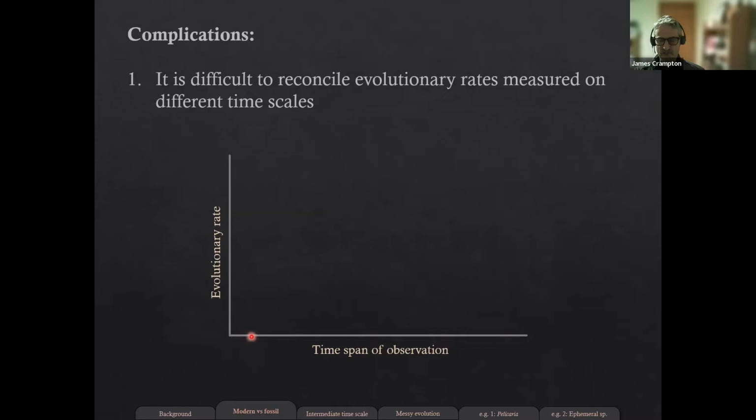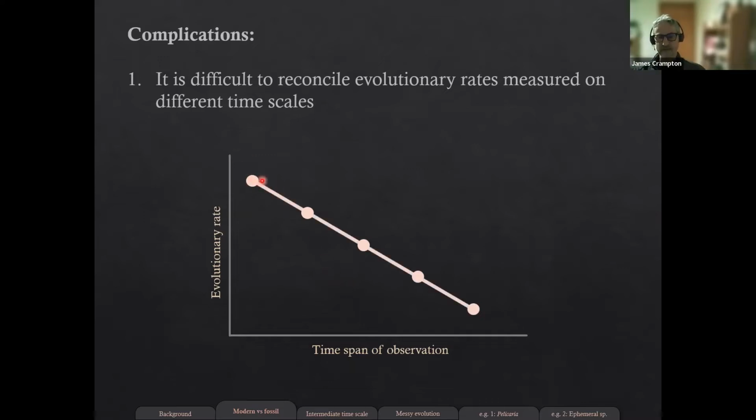Whatever it is, you've got some measure of evolutionary rate, and you've got the time span of your observations. So you might observe changes in bacteria over a matter of days, or at the far end of the scale, you might be looking at changes in groups of fossils over tens or hundreds of millions of years. If you measure evolutionary rate on a very short time scale, you tend to end up with a very high evolutionary rate. And as you get towards measuring it over longer and longer time scales, your evolutionary rate tends to go down. So you end up with something like that.